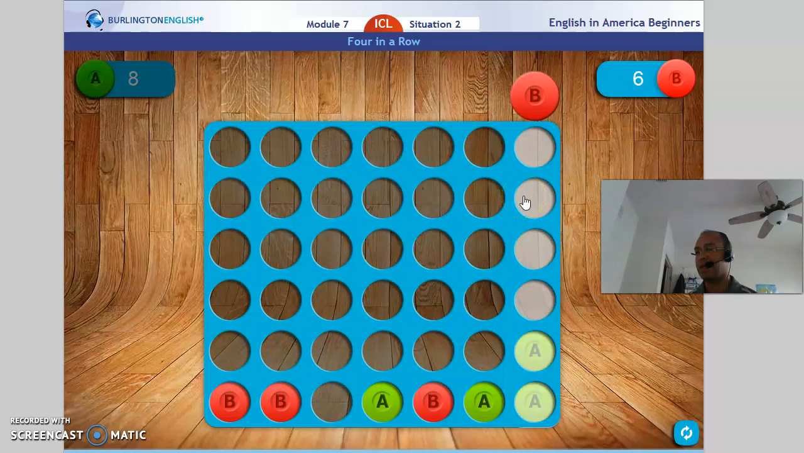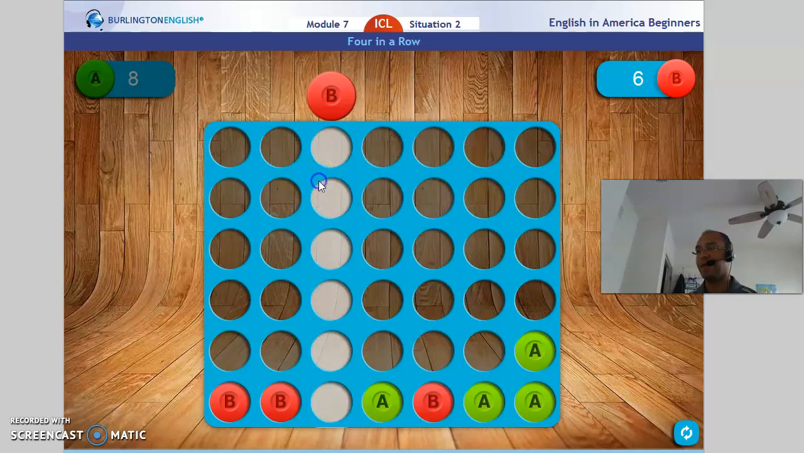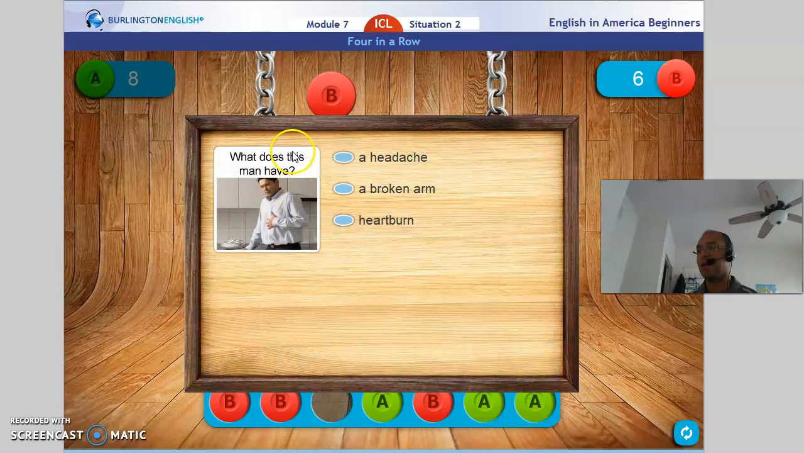Okay, so let's go to first, second, third, fourth, fifth. What does this man have? Notice they use the auxiliary verb does, and if this person is male, one person, singular, you will use the verb have, the verb to have. You don't say what does the man has, but you say what does this man have?